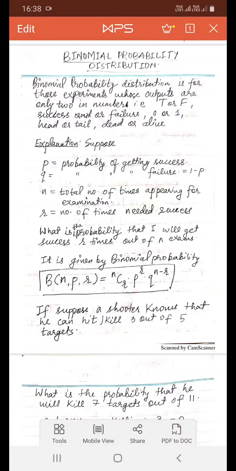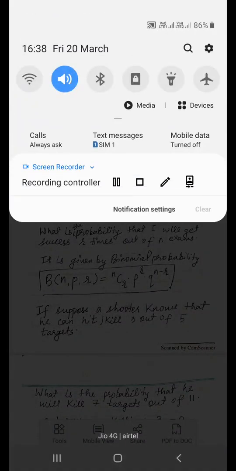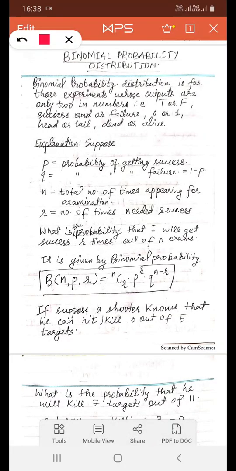Let's begin binomial probability distribution. Binomial probability distribution is for only those experiments whose outputs are only 2 in number. So, only those experiments having only 2 outcomes, that is true or false, success or failure, 0 or 1, that is binary, head or tail, dead or alive. It deals with binomial probability.